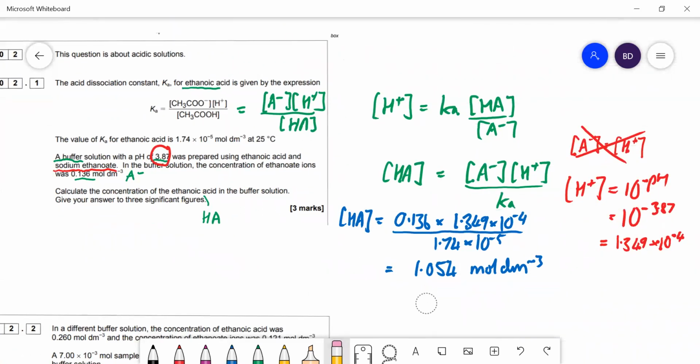Quick common sense check there. The concentrations of HA and A minus are usually fairly similar to each other, and that's okay because, what do we get? The concentration of A- was 0.136, so it's in the same order of magnitude there. So it is the right answer, but it's worth giving it a common sense check.